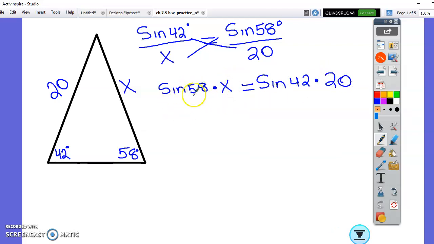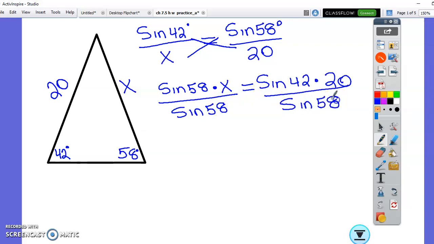How do we get x alone? We have to undo multiplication by using division. And we do the same thing to keep everything balanced. And now we have x equals all of that. And that's all calculator work now. Sine 42 times 20 divided by sine 58.